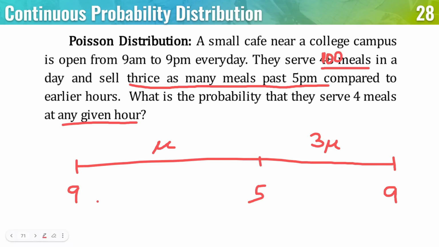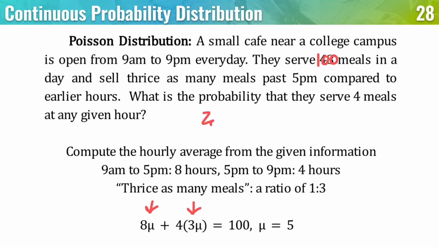So 9, 10, 11, 12, 1, 2, 3, 4, 5. And here we have 4 hours from 5 to 6 p.m., 7, 8, and 9. So we have the equation 8 mu plus 4 times 3 mu is equal to 100. So again, even if there are twice as many meals compared to the average during a certain time period, I think that's still an application of the mean. So solving this, we have 20 mu is equal to 100. And the mu, or the average, is 5.